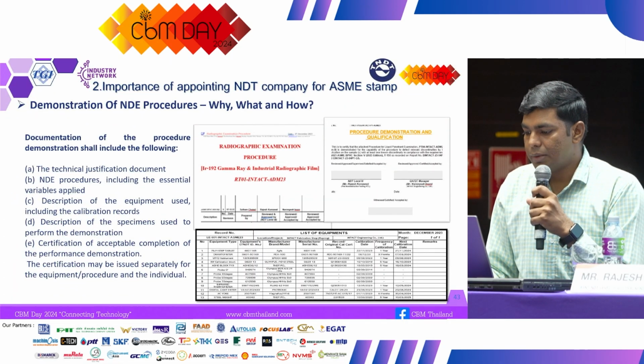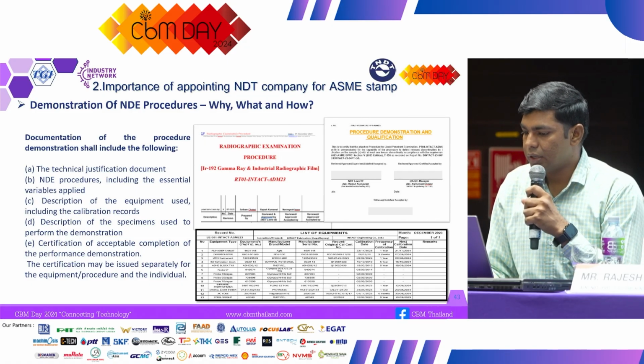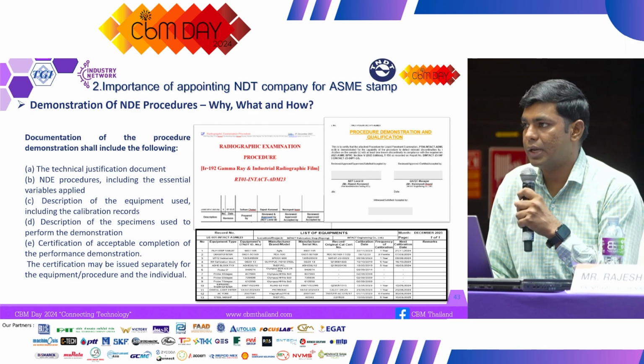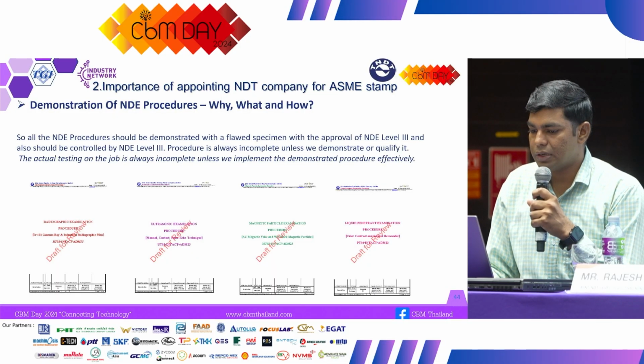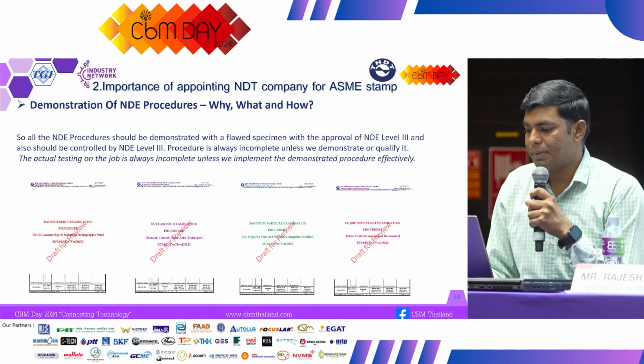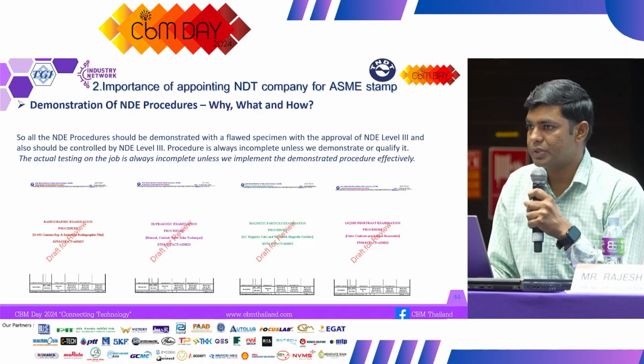The procedure demonstration shall include the following: technical justification document, the procedure, equipment calibration, equipment list, and demonstration report. All of this should be maintained, and the NDT company takes care of everything, quality and demonstration responsibility. For the demonstration procedure, we need RT, UT, PT, MT. Normally these four methods are basically needed for the demonstration for ASME stamps.